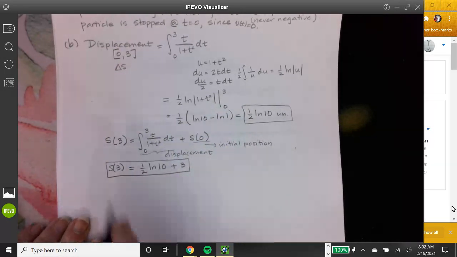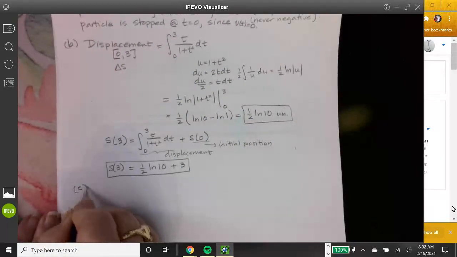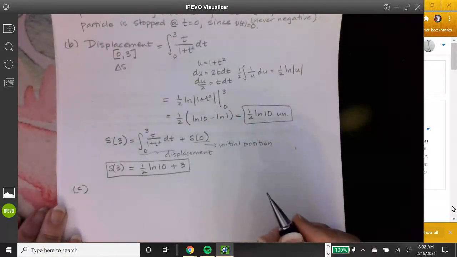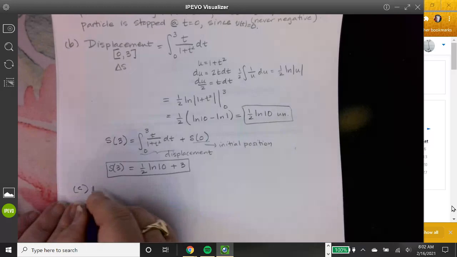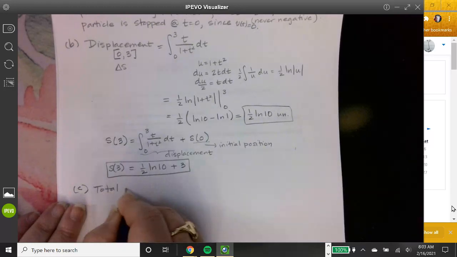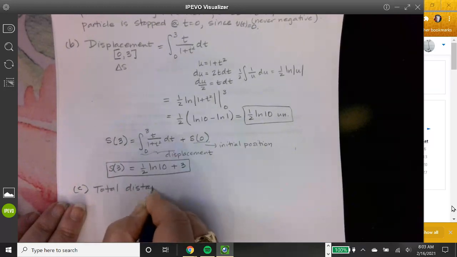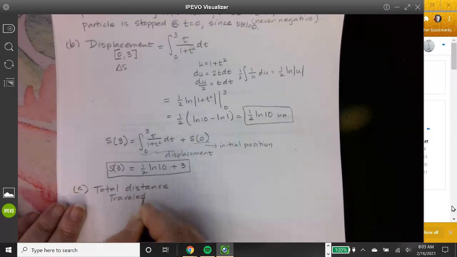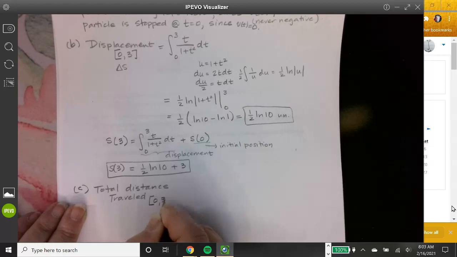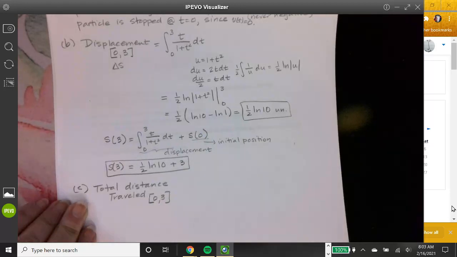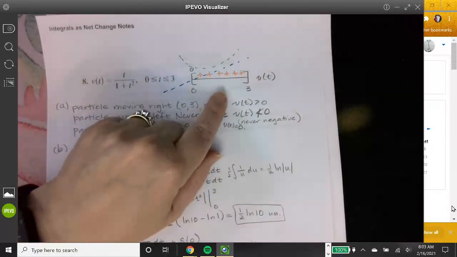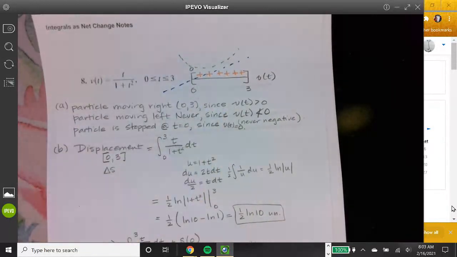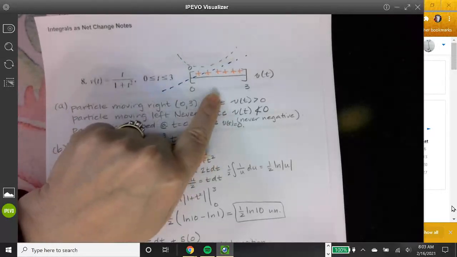All right, now part C asks for the total distance traveled. Now I like to do this problem because this was a gift in disguise. Okay, the total distance traveled here. Do I have any negative area under the velocity curve? The answer is no, I don't. So in this case, the total distance traveled is equal to the displacement.